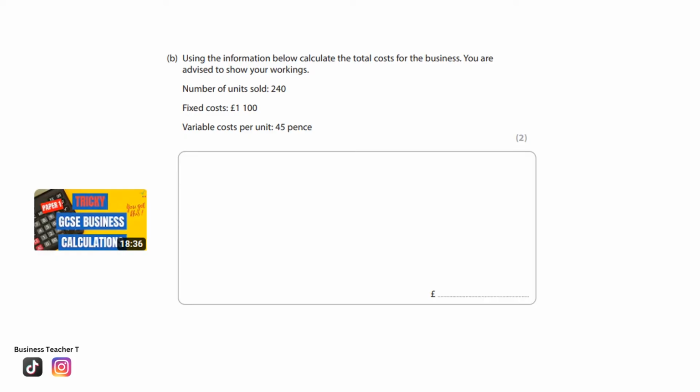We know the fixed costs are £1,100 and the variable costs per unit are 45 pence. What we do is we put down the £1,100 and then we times the number of units sold, which is 240, by the variable cost per unit, 45 pence. That's 1,100 plus the 240, that's for the number of units sold, times by 45 pence. And that gives us an answer for our total cost of £1,208.